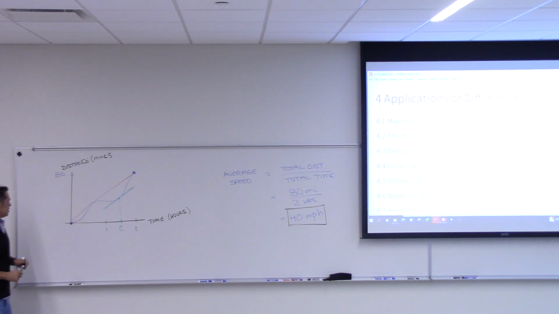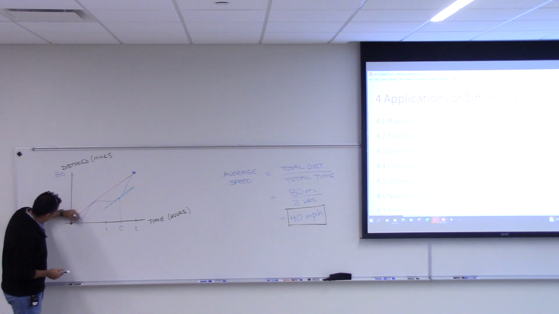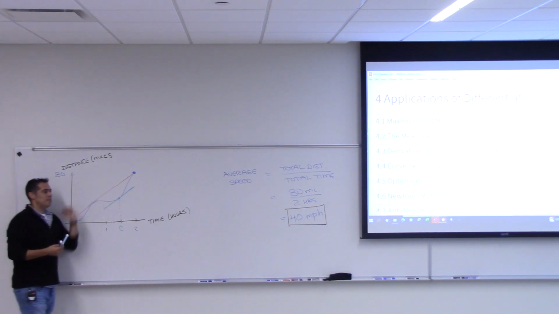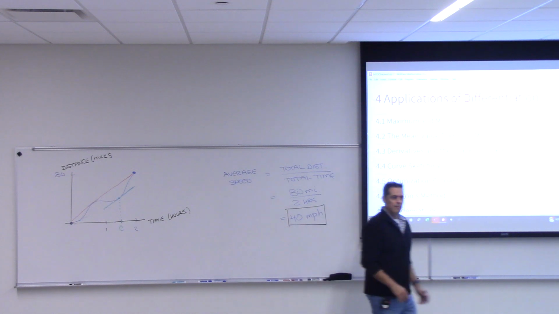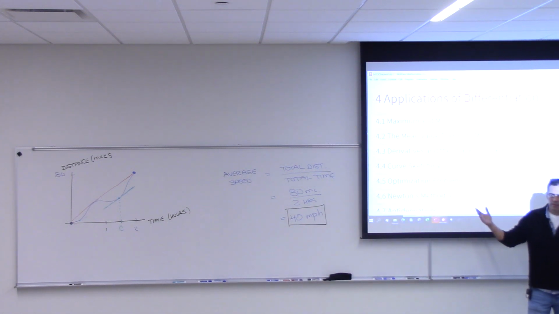Is that the only place it looks like it happens? It looks like it happens at a few other places, right? Just the way I drew the picture, it looks like it happens here and maybe somewhere around here. So maybe the way I drew it, there were 3 different places in my trip that I was going exactly 40 miles an hour. Does that make sense logically to you? No questions?